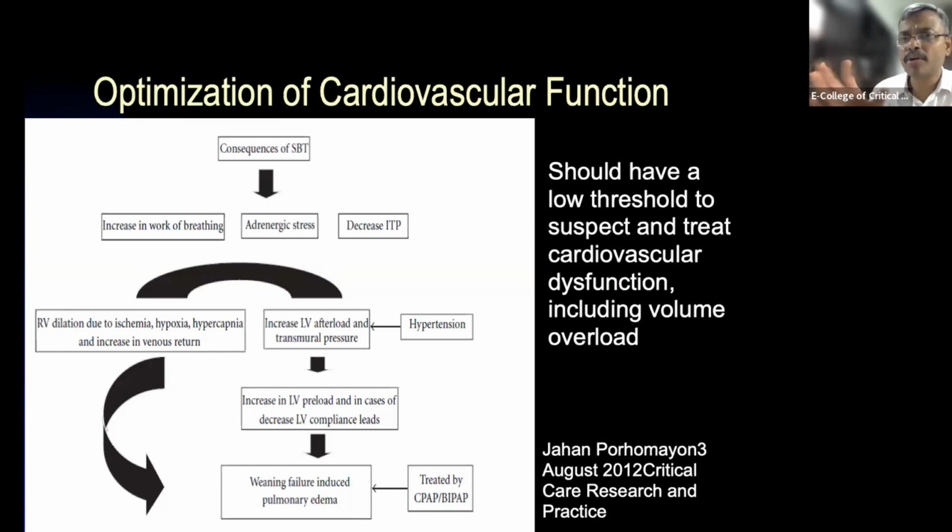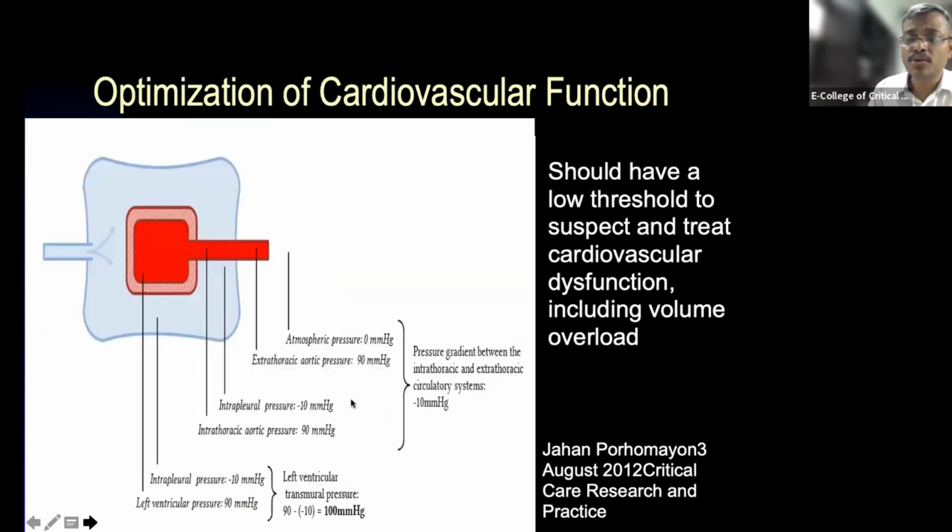I know you are not able to understand this. I can show the diagram and explain this part. Very interesting. This is called VPO, new terminology. Remember this, weaning induced pulmonary edema. So here it is only, it is there.